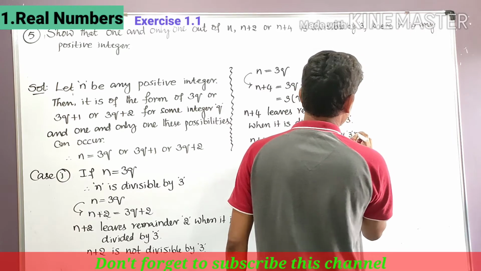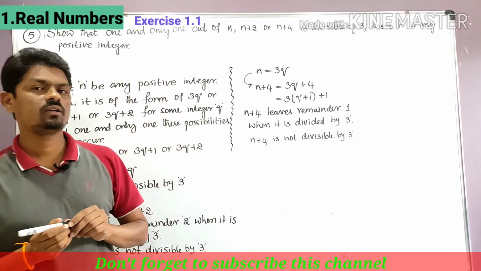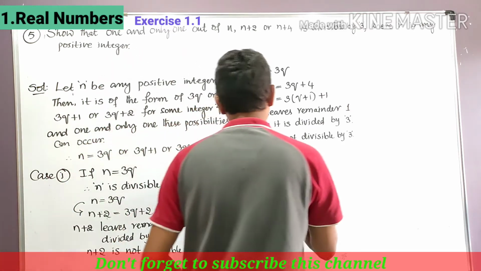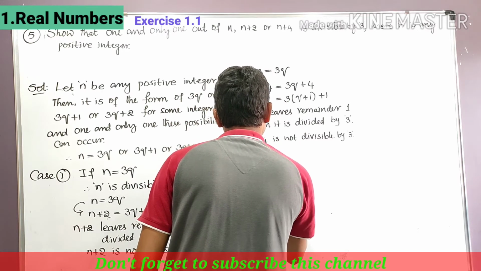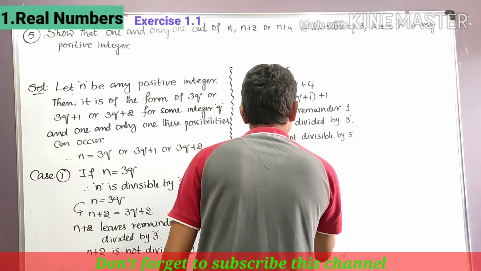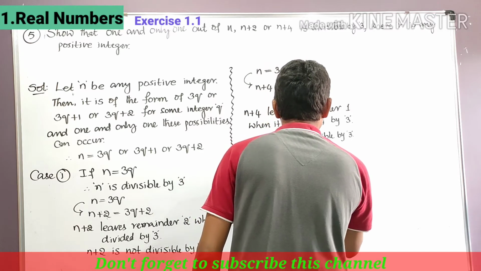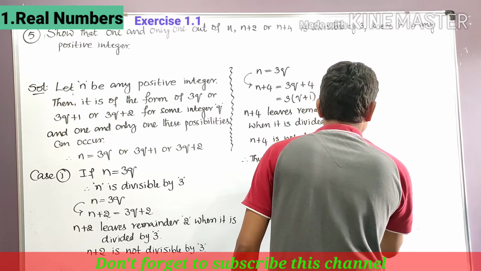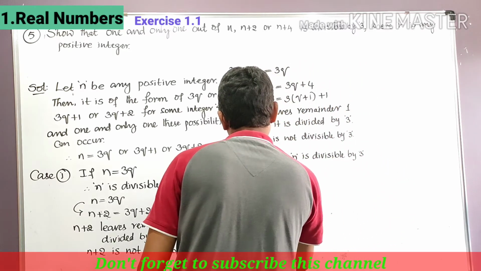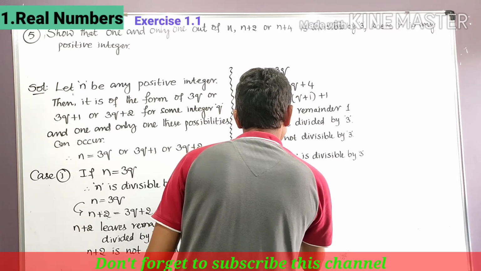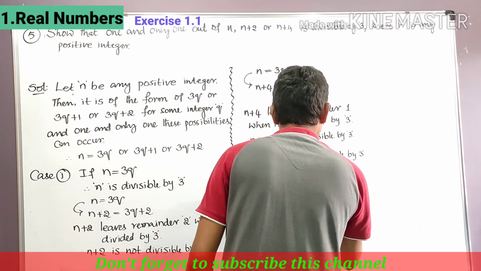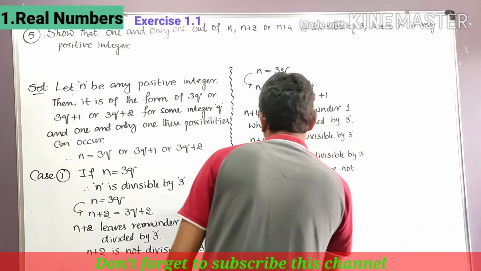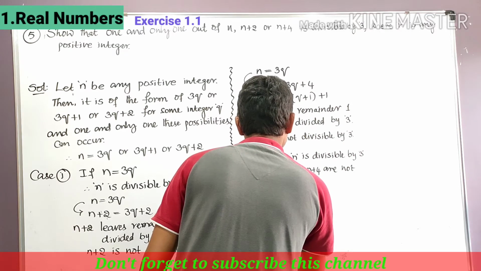So student, if n is equal to 3q, only n is divisible by 3; n plus 2 and n plus 4 are not divisible by 3. So therefore we can write thus: only n is divisible by 3, but n plus 2 and n plus 4 are not divisible by 3.